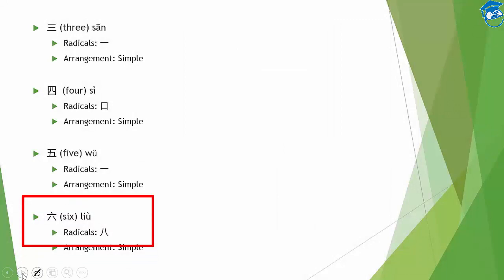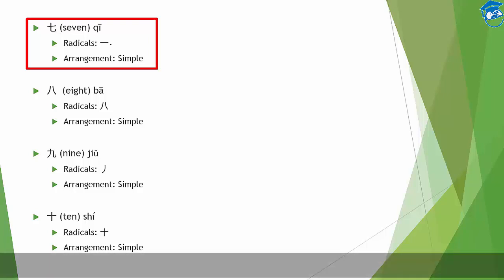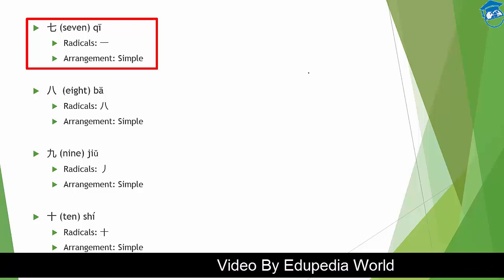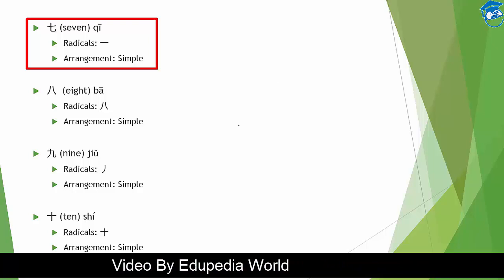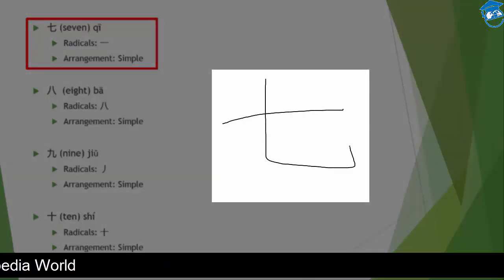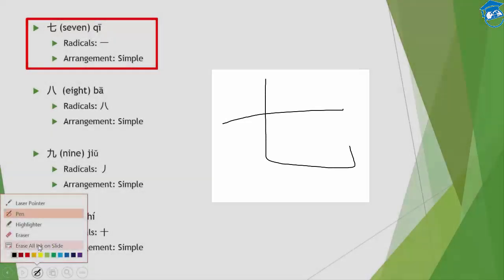Okay, and the final set is 7 to 10. So 7 is 七. The radical is the horizontal stroke over here. The arrangement is simple. So here's how to write 7. 1, 2. Okay, so here's number 7.